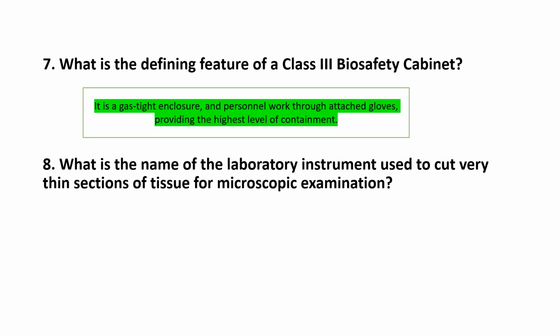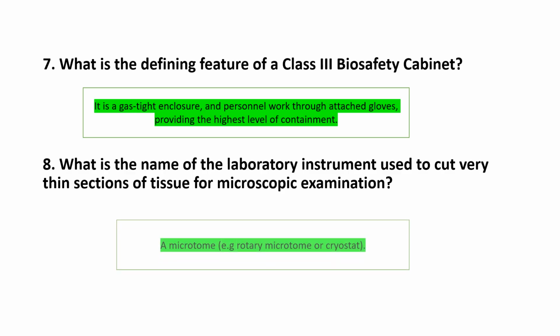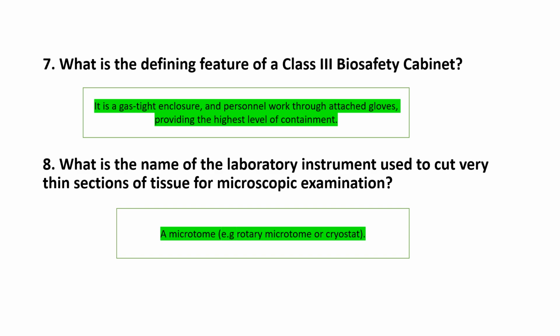What's the name of the laboratory instrument used to cut very thin sections of tissue for microscopic examination? Yeah, it's an indispensable tool in histopathology, and this is none other than a microtome. In the previous lecture, or tutorial, we did discuss the rotary microtome and the cryostat, the difference between the two, and that was a very nice MCQ. But the only important thing here is knowing that a microtome is a piece of equipment found in the histopathology lab that is used to cut very thin sections of tissue for microscopic examination. Right.